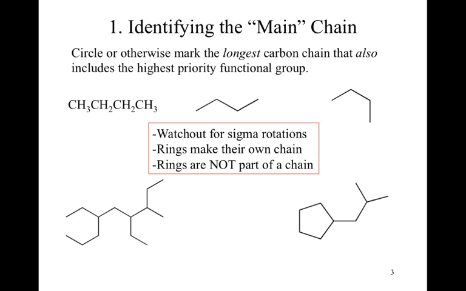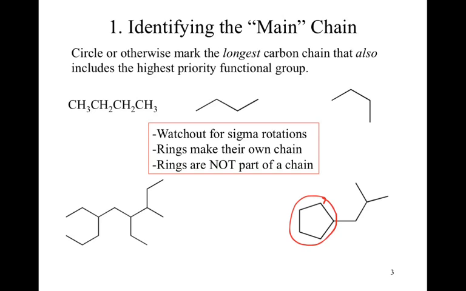So, things to watch out for. Sigma bond rotations. A quick sigma bond rotation can make a carbon chain longer or shorter in your view of it. It doesn't change how we name it. It must be the longest carbon chain, period. The other thing we've got to watch out for is that rings make their own chain. And that was what we defined here. That ring is making its own chain of 5 carbons.